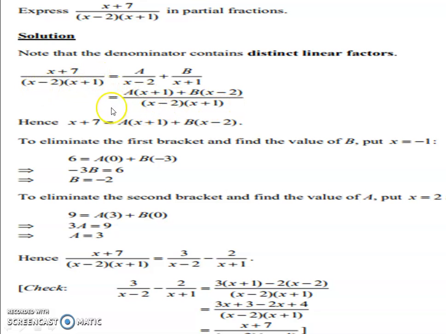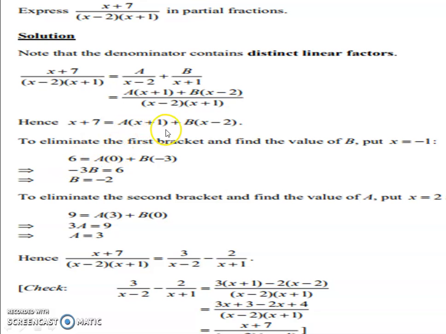The common denominator gets cancelled. What is remaining then? X plus 7 equals capital A into x plus 1 plus capital B into x minus 2. It is the second equation. To eliminate the first bracket and find the value of b, put x equal to minus 1. Why do we put x equal to minus 1? We consider x plus 1 equal to 0, that means x equal to minus 1. So throughout the left hand side and right hand side, wherever x is there, we put x equal to minus 1.